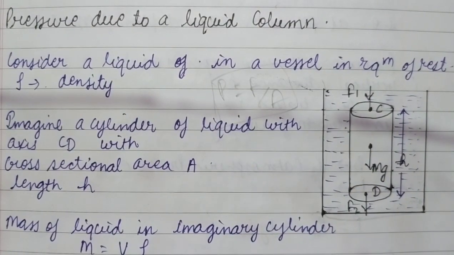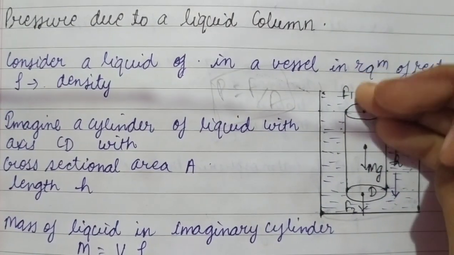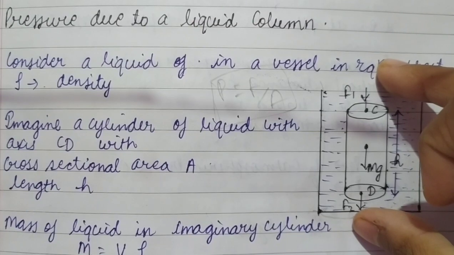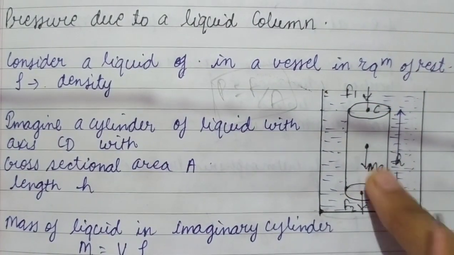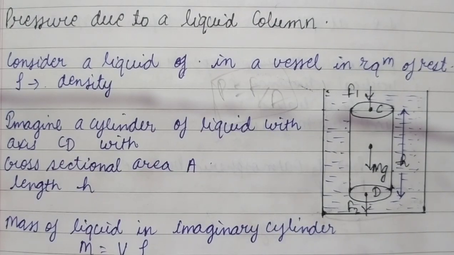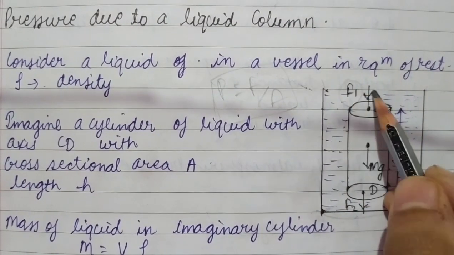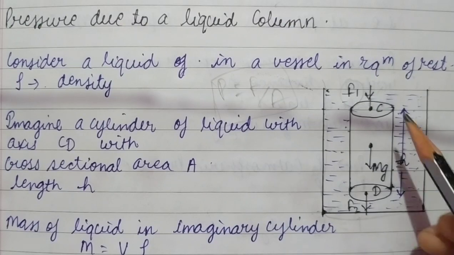So the forces acting on the upper surface of the cylinder and from the below side are balanced. That is why the cylinder is in equilibrium and is not displacing anywhere. So let us see how the forces balance. First, this is the force that must be acting on the cylinder in the downward direction.